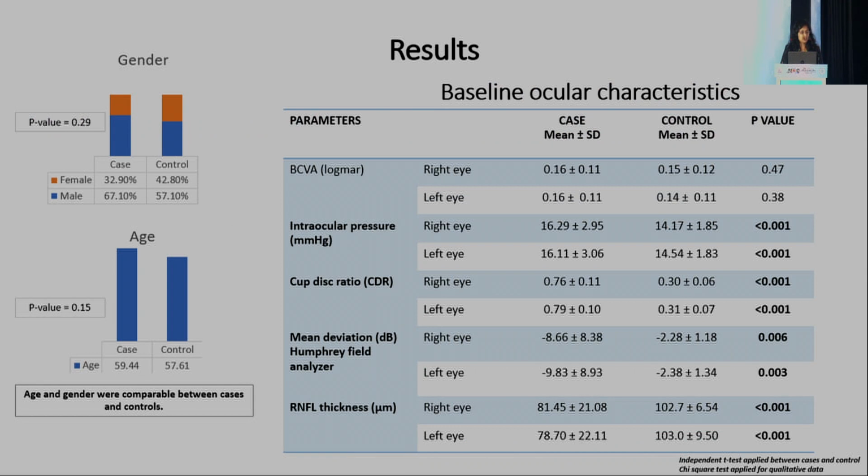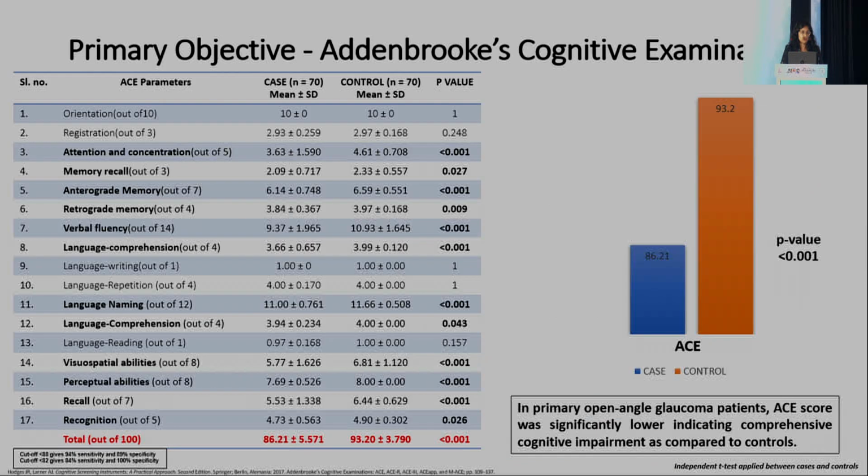Our age and gender were comparable between both the groups, and IOP and cup disc ratio were higher in cases, and mean deviation and RNFL thickness were lower in cases.